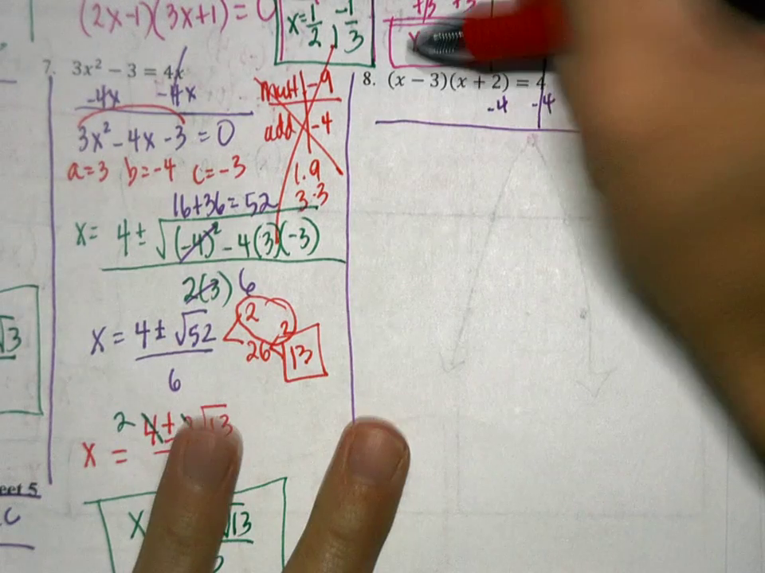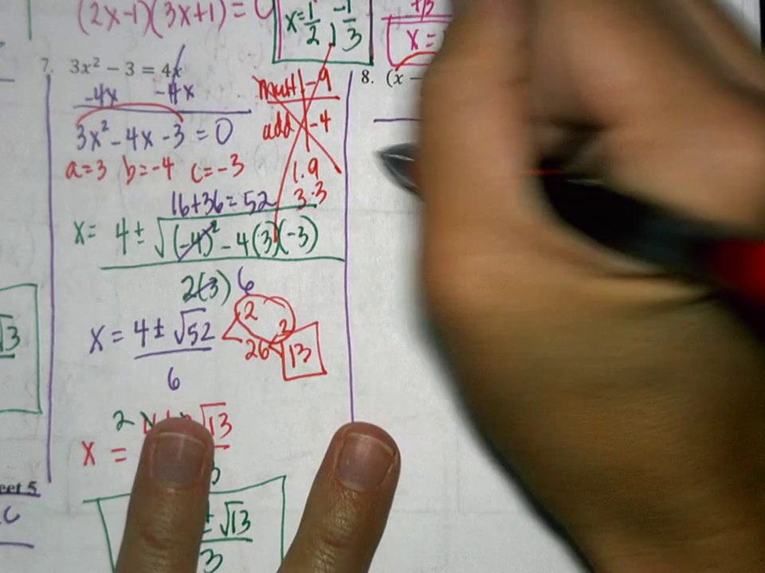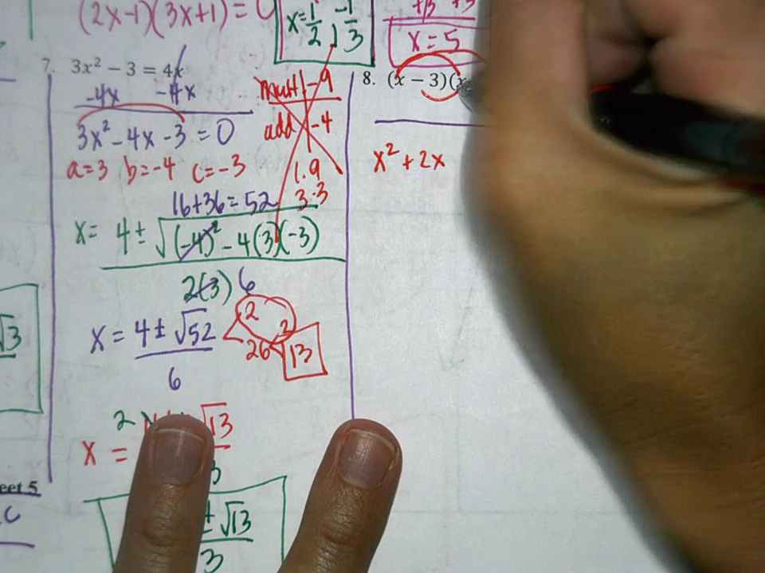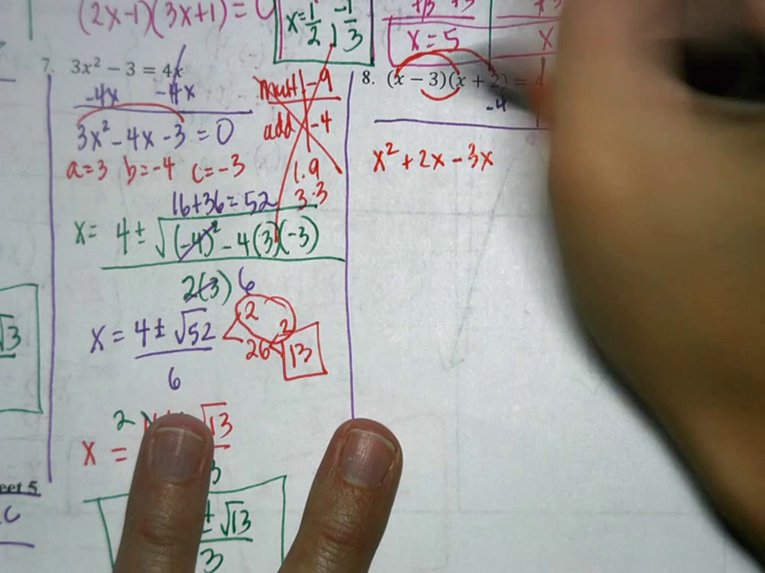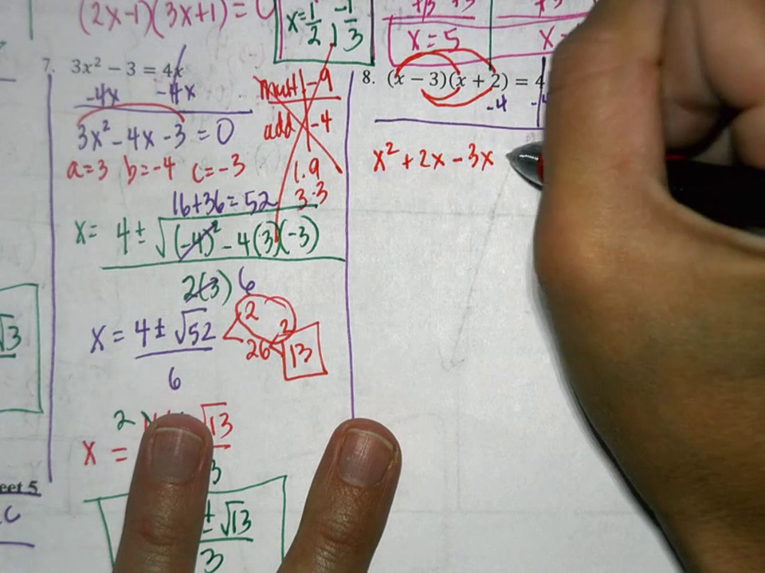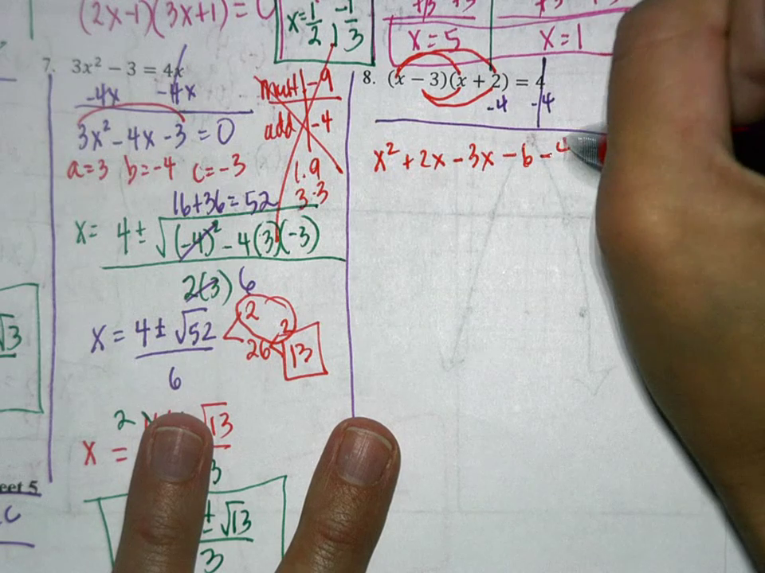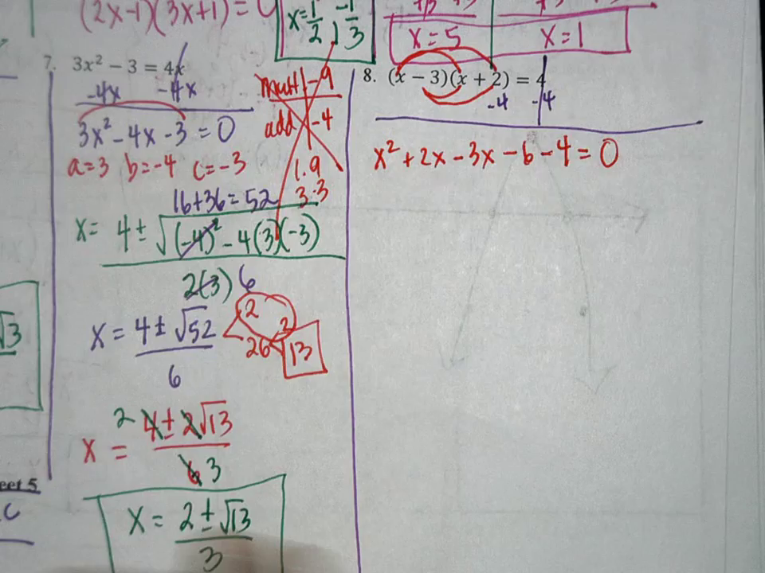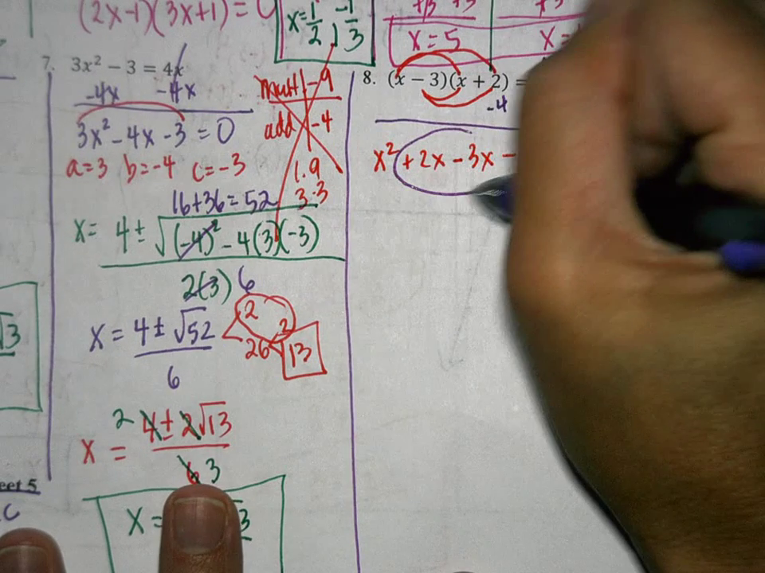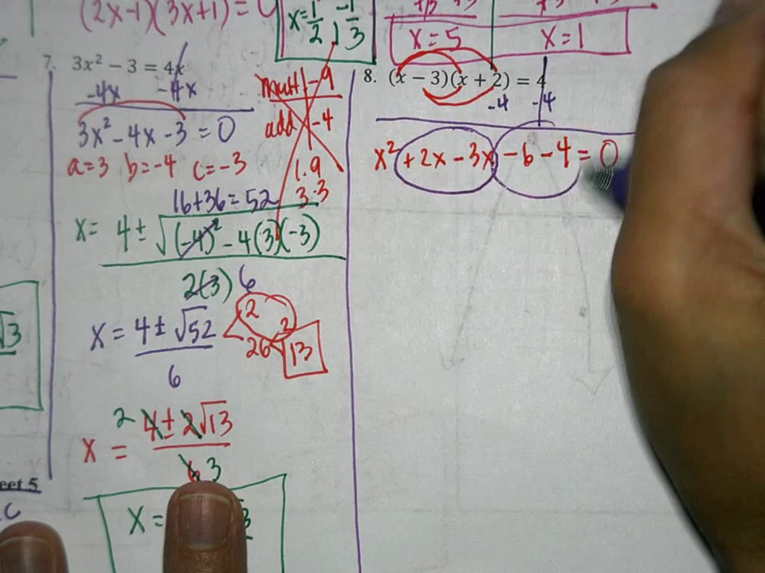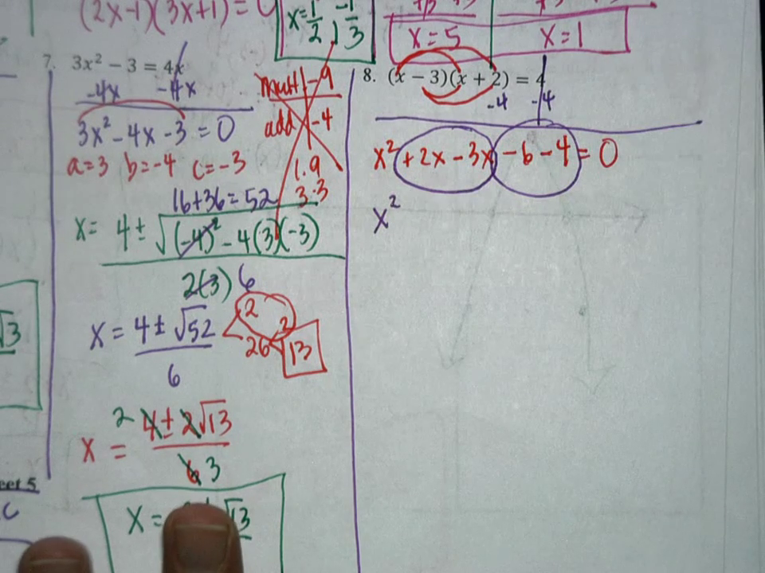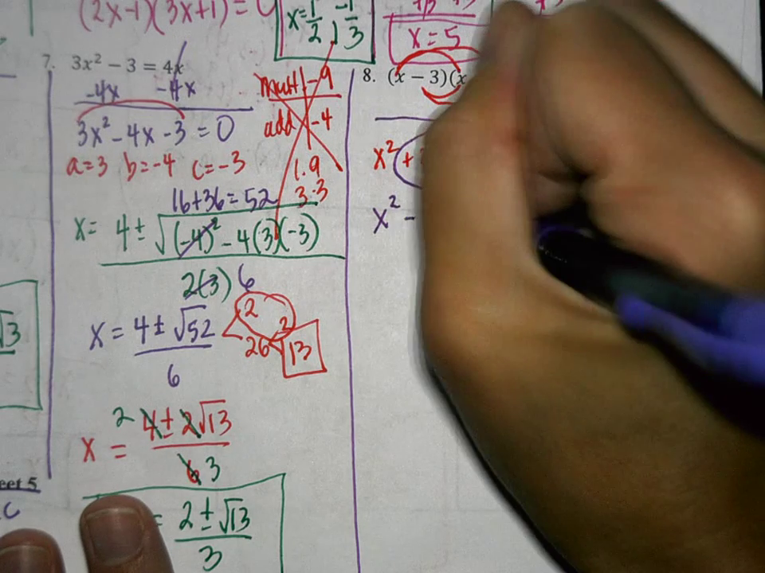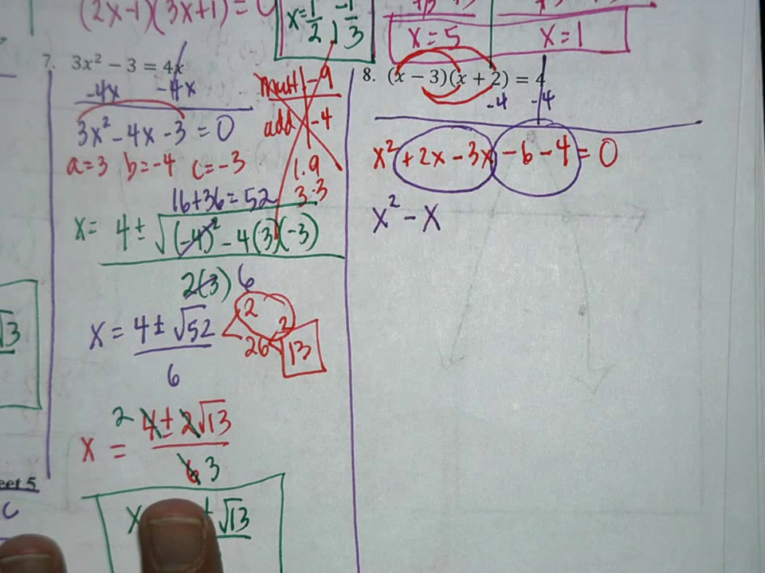X times x makes? Good. X times 2 is 2x. Negative 3 times x? Negative 3x. Negative 3 times 2? Negative 6. And then I still have a minus 4 equals 0. We're going to combine like terms. I'm going to go through and circle my like terms together so it's easy to see. We have x squared. 2x and negative 3x makes negative 1x, or just negative x, and negative 6 and negative 4 makes negative 10.